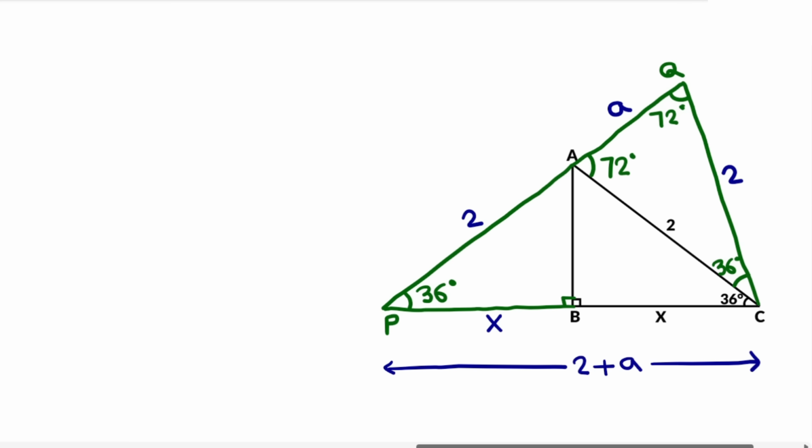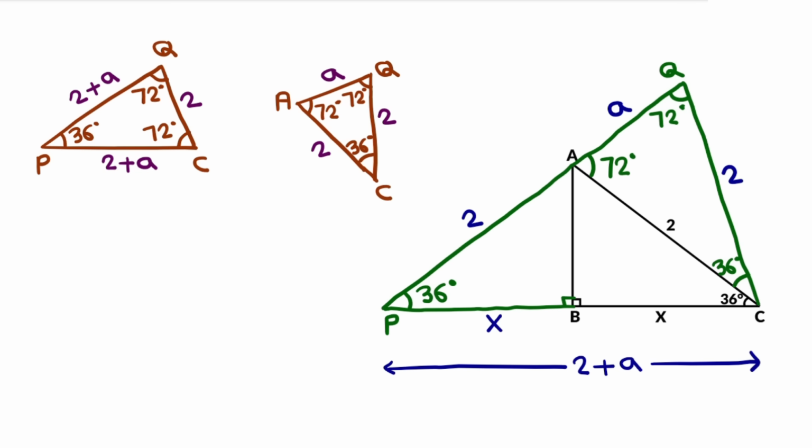Now we use one final idea: similar triangles. The large triangle, PCQ, and the small triangle, ACQ, have the exact same angles. So their side ratios match. Set up the proportion. (2 plus a) over 2 equals 2 over a.